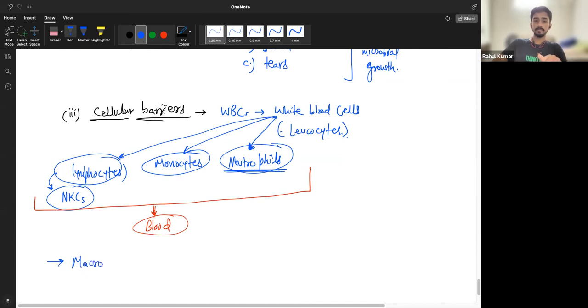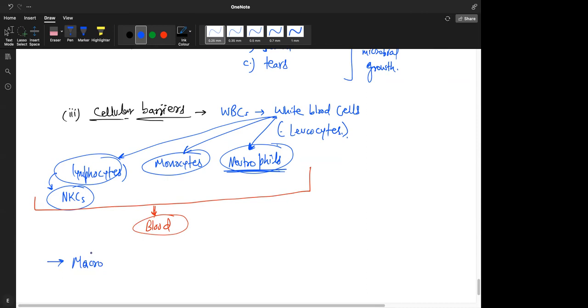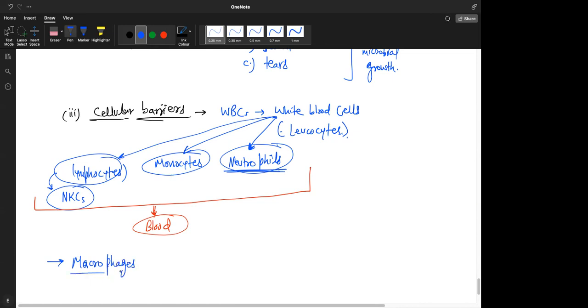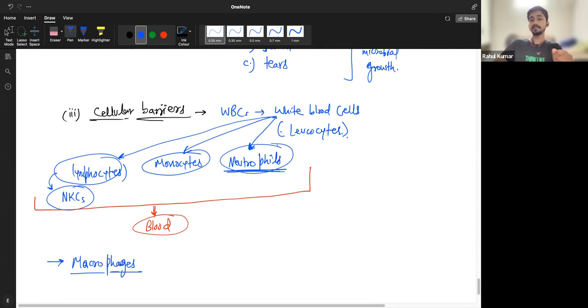The word macro means, what does macro mean in biology? Big. Micro means small. And phages means eaters. More than killers, they are eaters. Bacteriophages are those that eat or kill bacteria. So macrophages are big eating cells, killing cells. They can digest other smaller particles or cells. So we call them tissue resident macrophages.